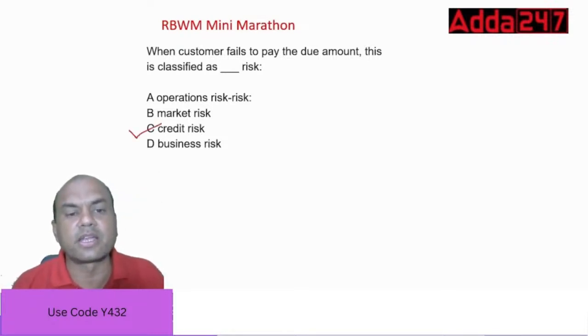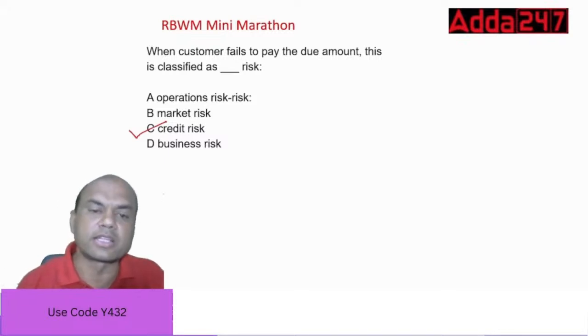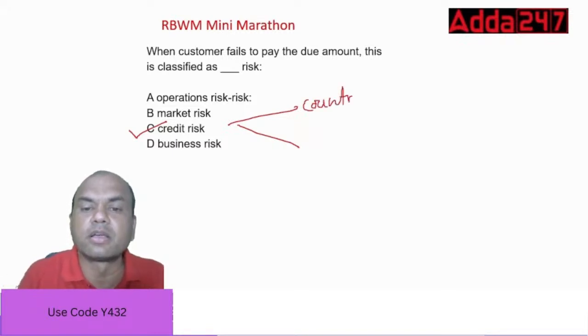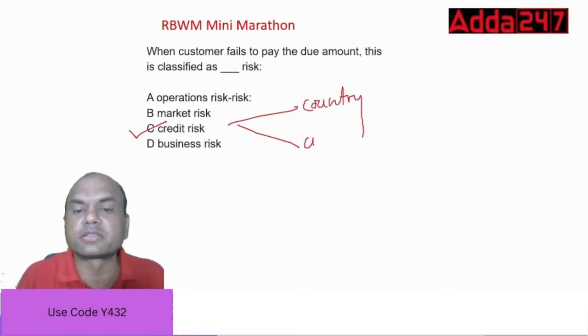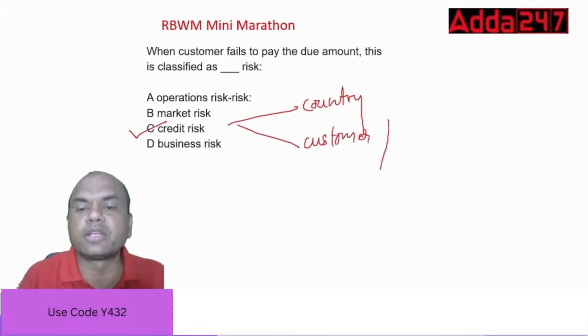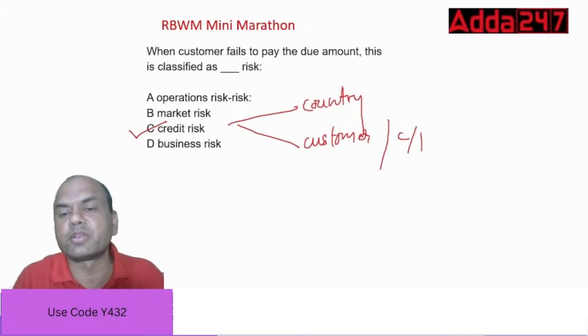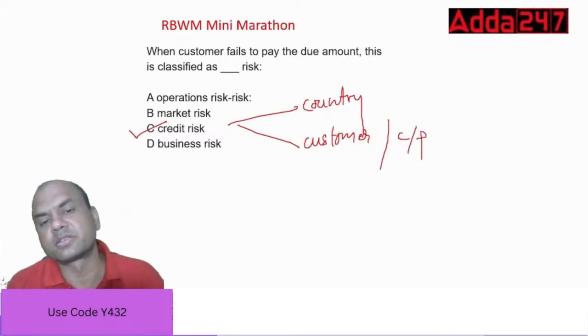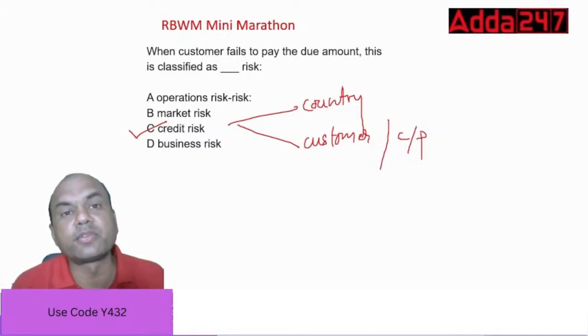It is credit risk. Credit risk is always concerned with two types. One is country risk and second is customer risk, or we call it counterparty, CP, counterparty risk. But in banking terms, we call it customer risk. So country risk means if the country fails.